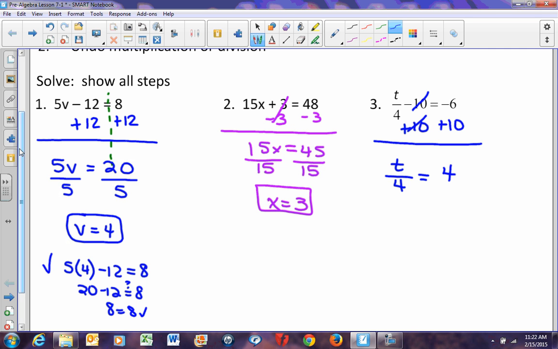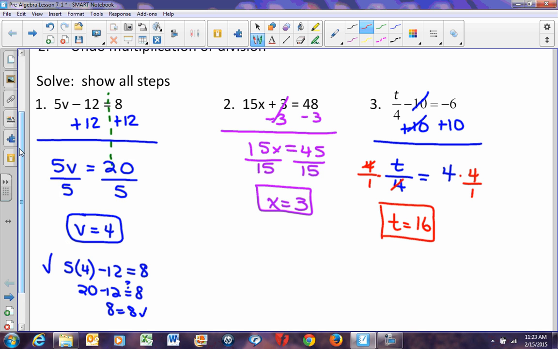Now, to undo division, we multiply. So we're going to multiply both sides of the equation by 4, or 4 over 1. It's the exact same thing. A fraction is made into a whole number. A whole number is made into a fraction by just putting it over 1. Here we'll notice that the 4s will cancel out, leaving me with t. And 4 times 4 is 16.